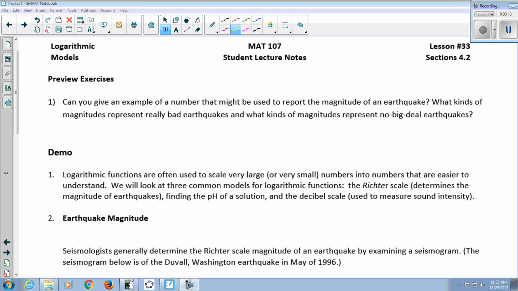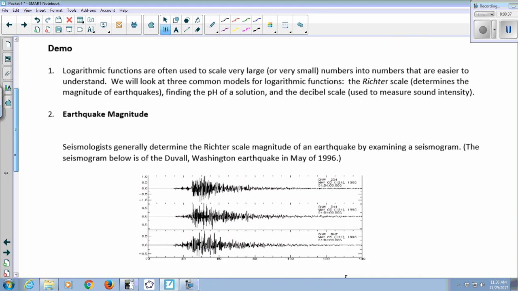So some numbers that might be used to report the magnitude of an earthquake. They're usually like 0 to 10. Really bad earthquakes I think are like 7-ish. And no big deal earthquakes might be like 2 or 3, something like that. So we're actually going to study what those numbers mean, where they come from, and how we use them.